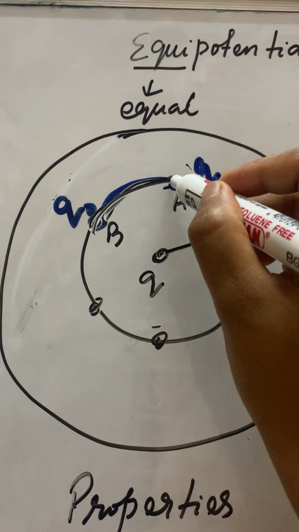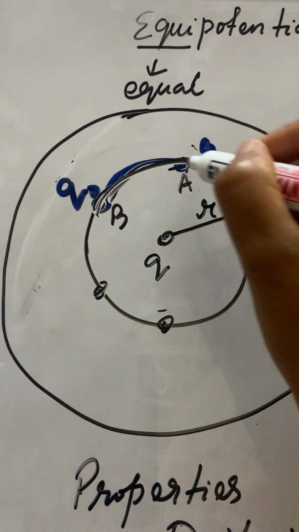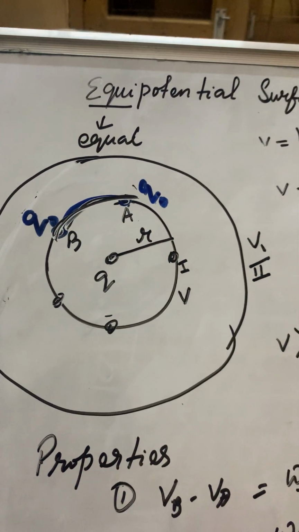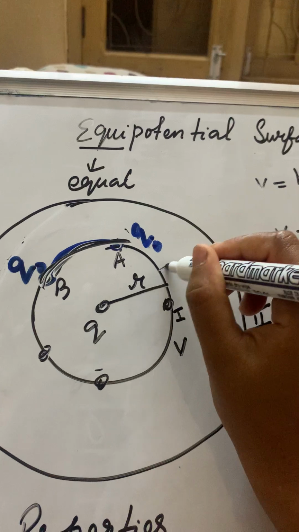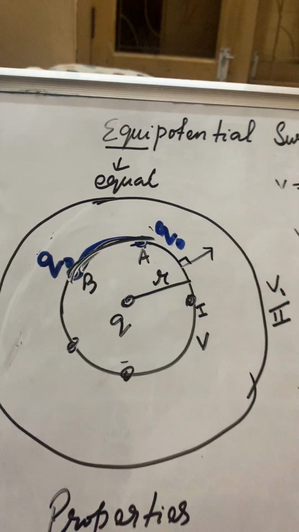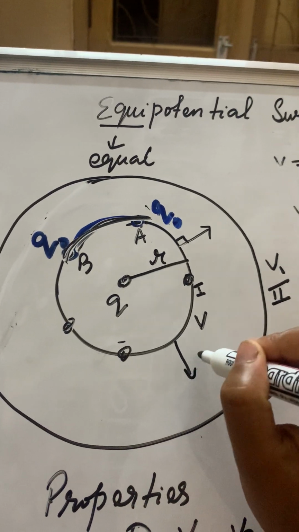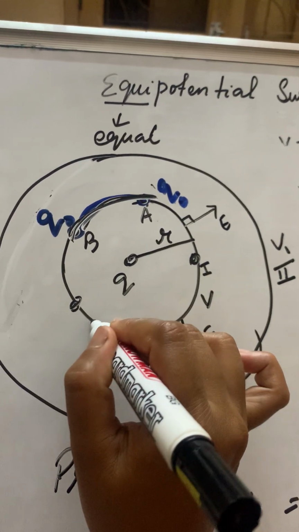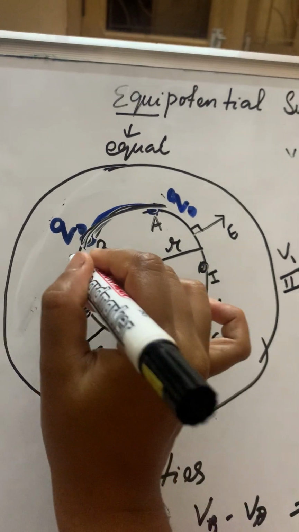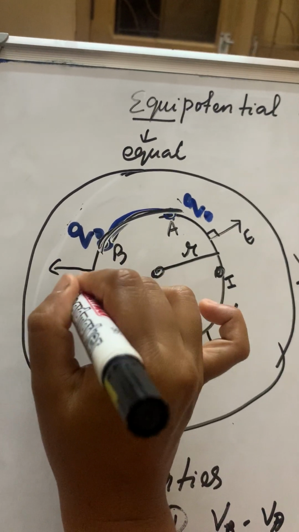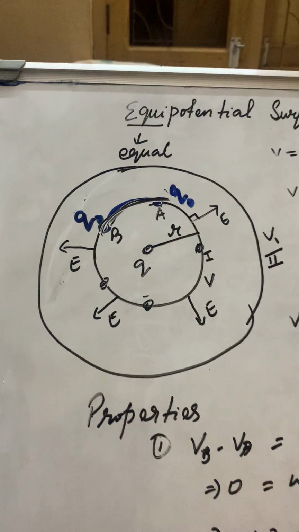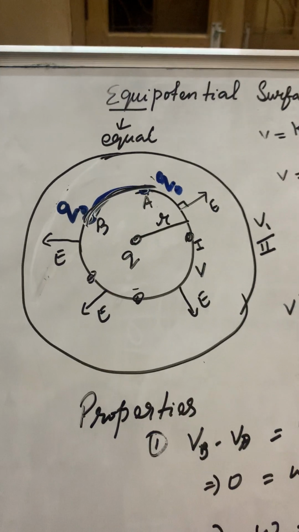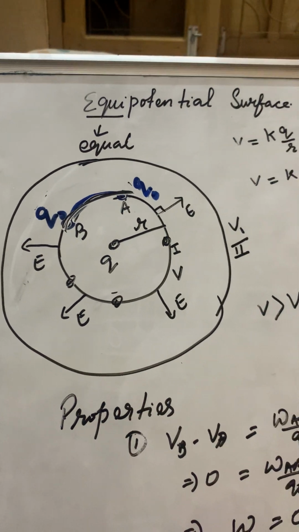All right, okay. Suppose in this case this is an equipotential surface, right? Now, what should be the direction of the electric field? The electric field must be perpendicular to the surface. This will help you. Remember always, the electric field must be perpendicular to the equipotential surface.